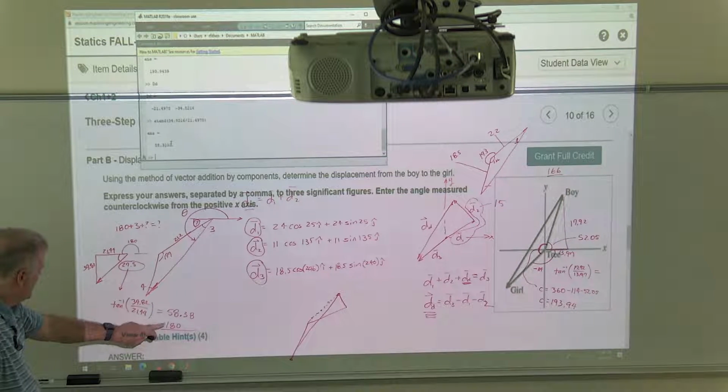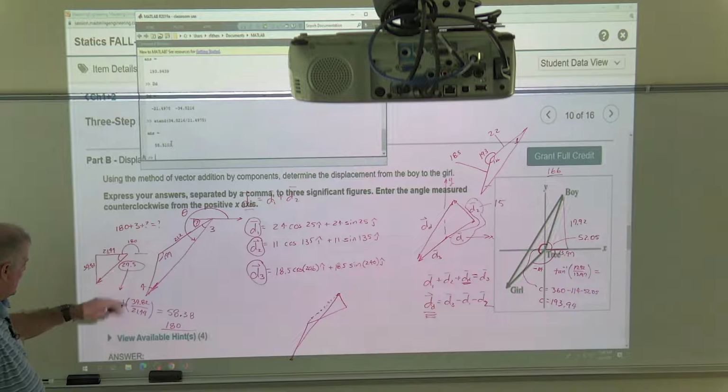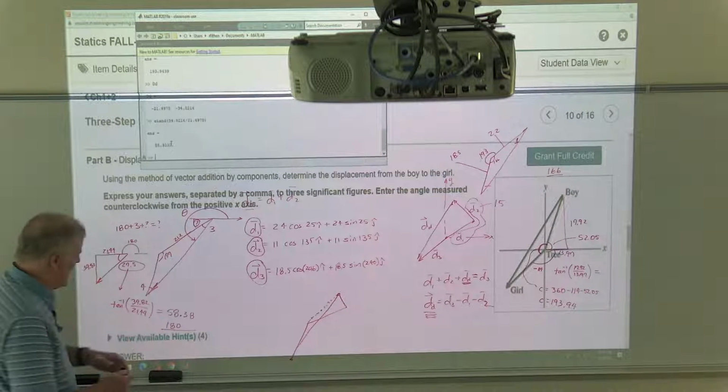Okay, so let me add these two. I think for mine, it has an answer down here, so I'm going to go through here, but I'm going to add 180 to that.